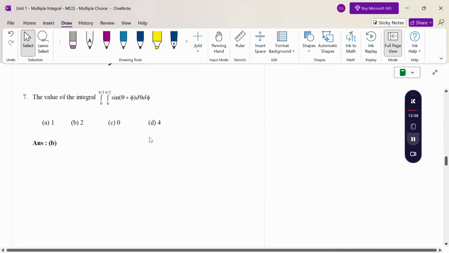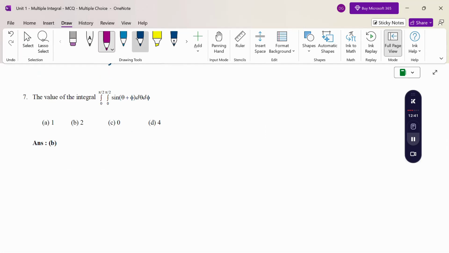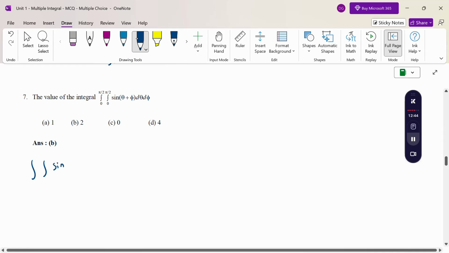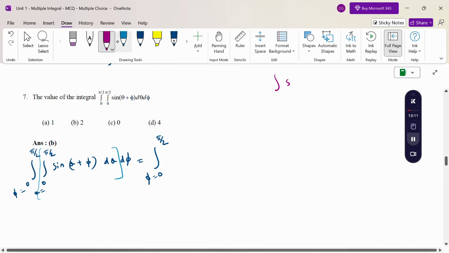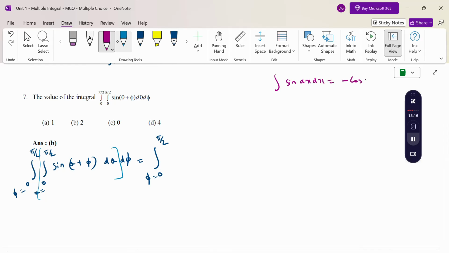Now next problem: the value of the integral, double integration of sin(theta plus pi) d theta d pi. Now the range is 0 to pi by 2, 0 to pi by 2, the first is theta and the second is pi. Now first integration d theta, therefore pi from 0 to pi by 2, the integration of sin ax dx equals minus cos ax by a.